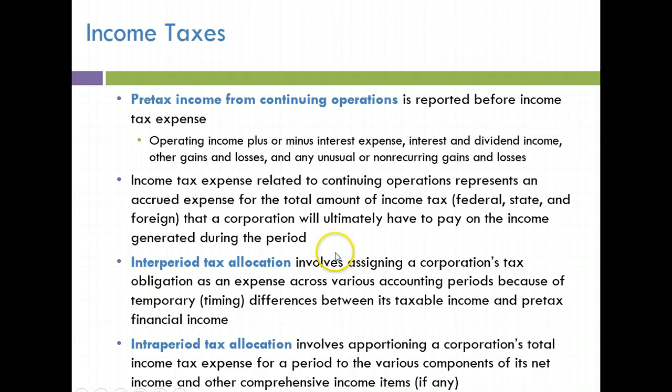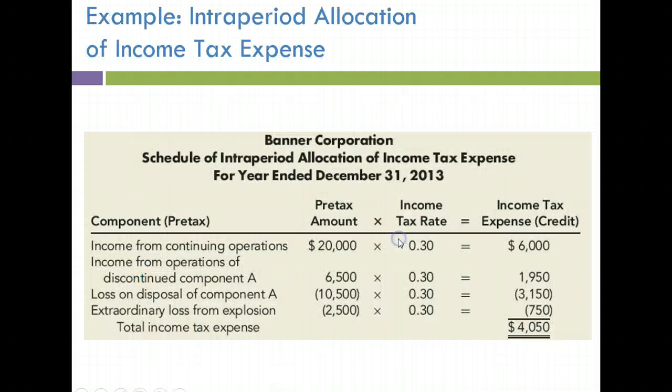Then we'll have our income tax expense related to the continuing operations. So as you see here, we have income from continuing operations. As you see here, income from discontinued operations, loss on disposal of equipment, and extraordinary loss. So when you take into account all the various income tax expenses or credits, we've got a total income tax expense here of $4,050.